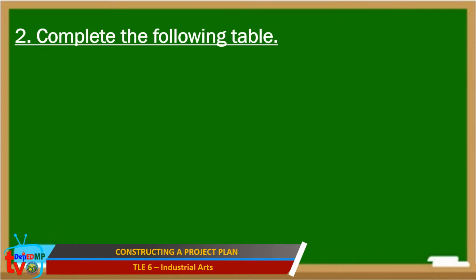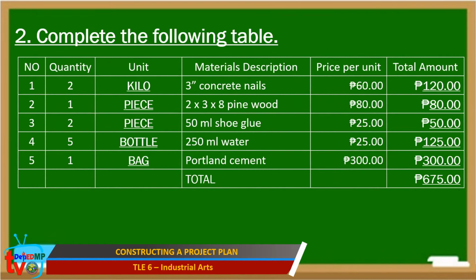For number 2, 1 unit is kilo, total amount is 120 pesos. 2 unit is piece, total amount is 80 pesos. 3 unit is piece, total amount is 50 pesos. 4 unit is bottle, total amount 125 pesos. 5 unit bag, total amount 300 pesos. The total amount for all the materials needed is 675 pesos.